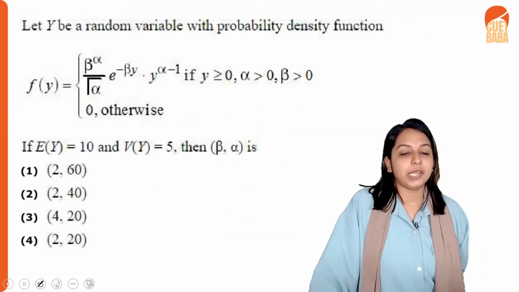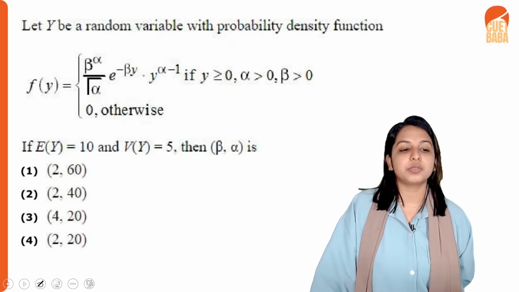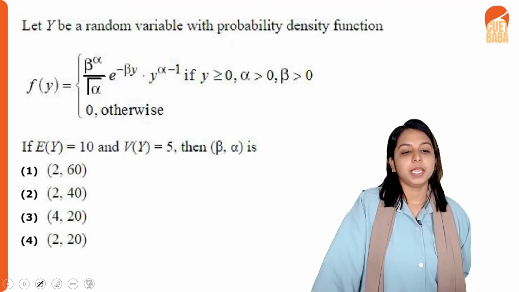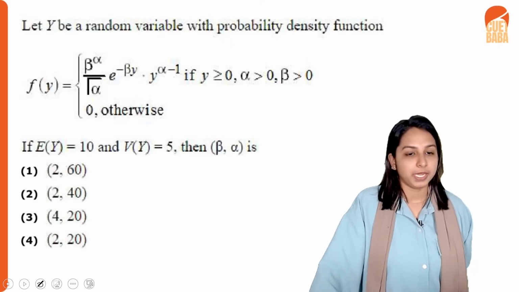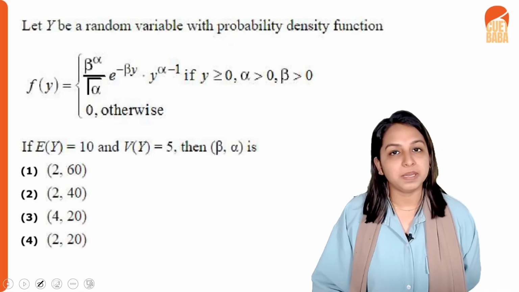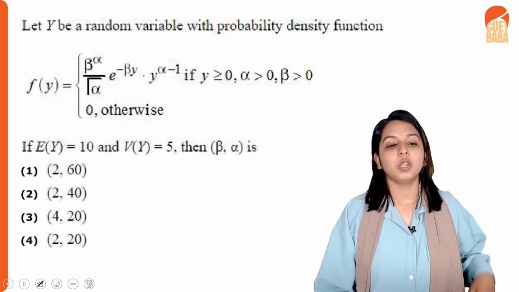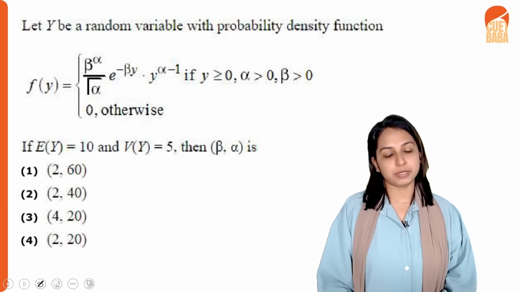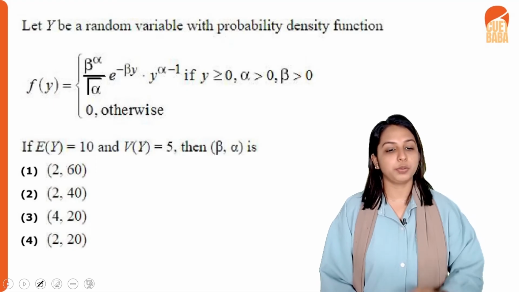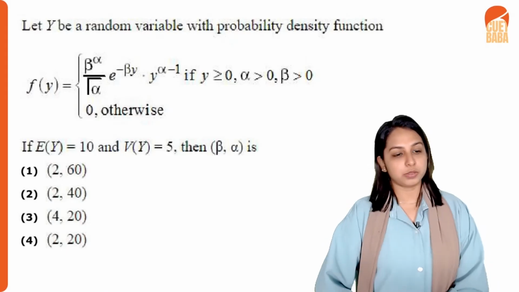Let y be a random variable with a probability density function f of y equal to beta raised to alpha divided by gamma alpha, e power minus beta y into y power alpha minus 1, if y is greater than or equal to 0, and alpha greater than 0 and beta greater than 0. That is, the parameters are greater than 0 and y has non-negative values, and 0 otherwise. If expectation of y is equal to 10 and variance of y is equal to 5, then we have to find out the beta and alpha values.